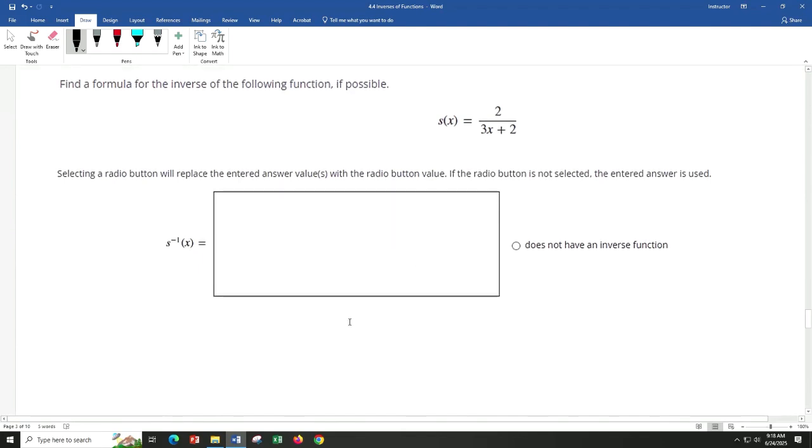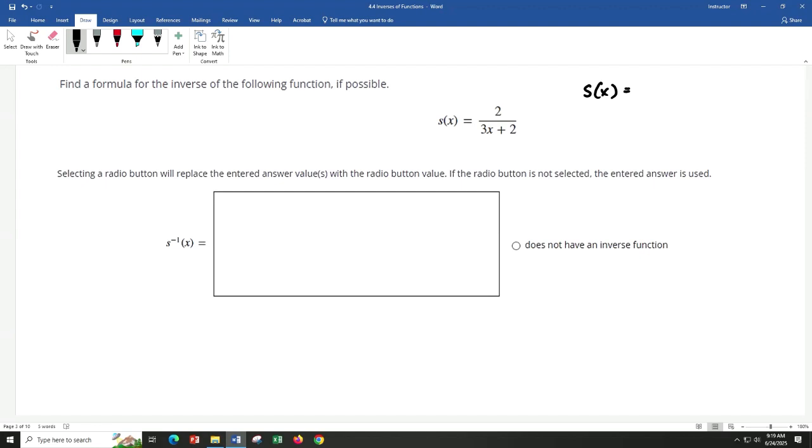First off, find a formula for the inverse of the following function if possible. First off, you have to decide, does this even have an inverse function? Well, what's the base function? So what I'm telling you, without having to do any math, you should be able to go, okay, S of X is equal to, if you had to get that function down to its bare bones, this is what this looks like when I first started learning about other functions.